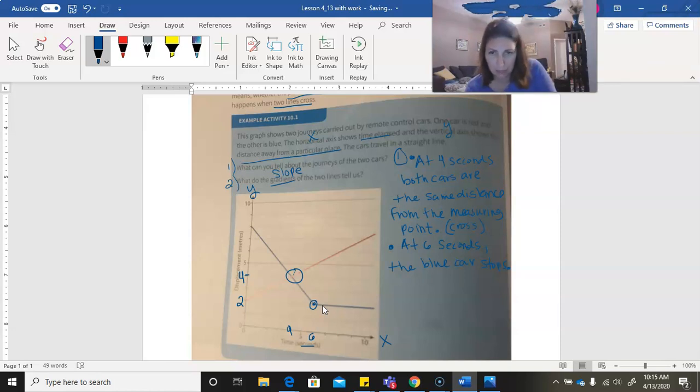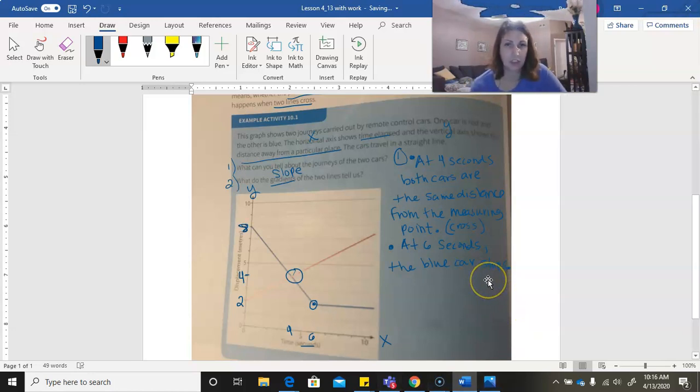Well, he started up here, 5, 6, 7, 8. Okay, so hopefully you guys are noticing that. So it's a 2, I'm so sorry, at 6 seconds, he's going to stop right there.